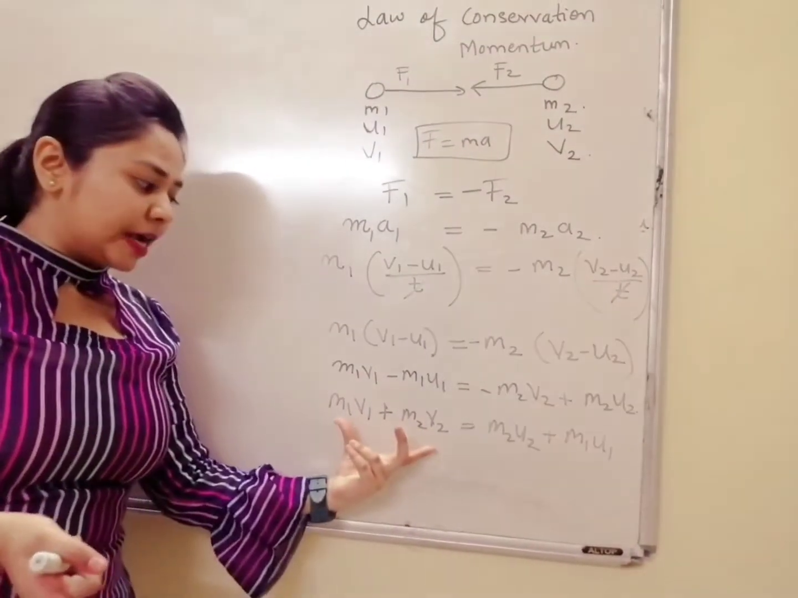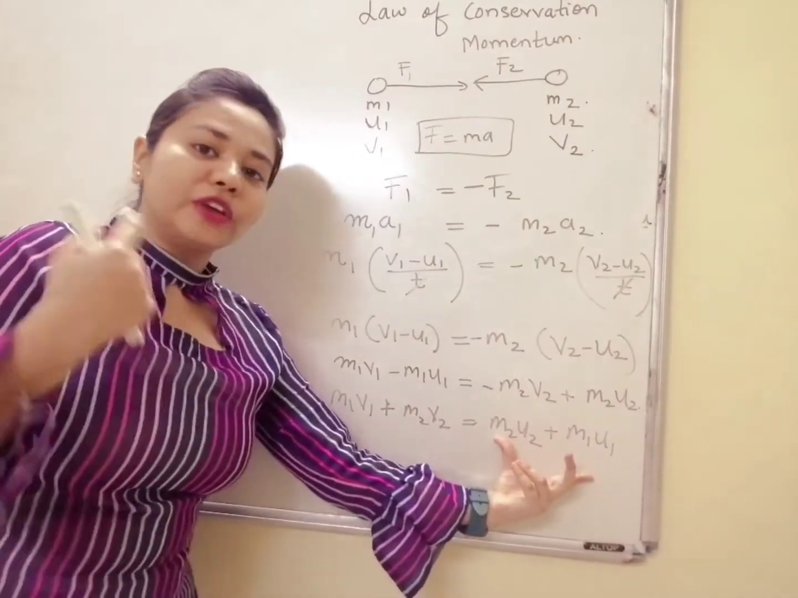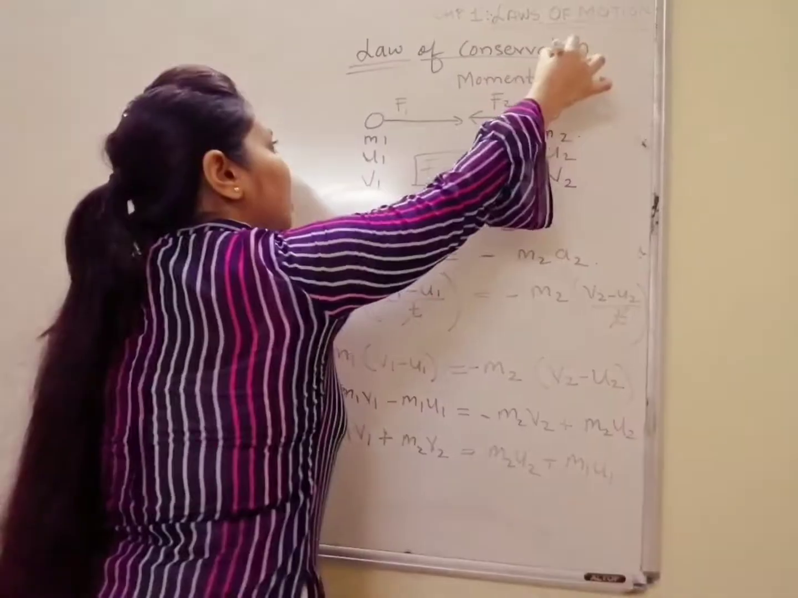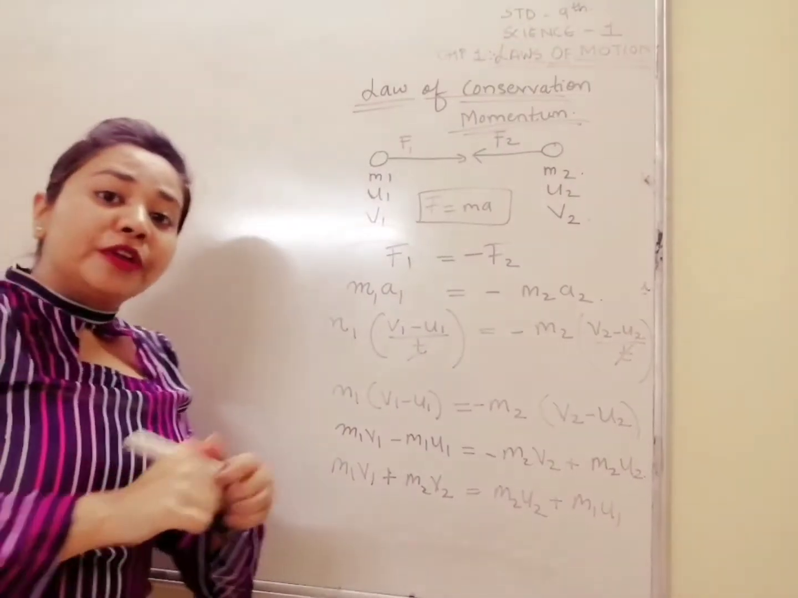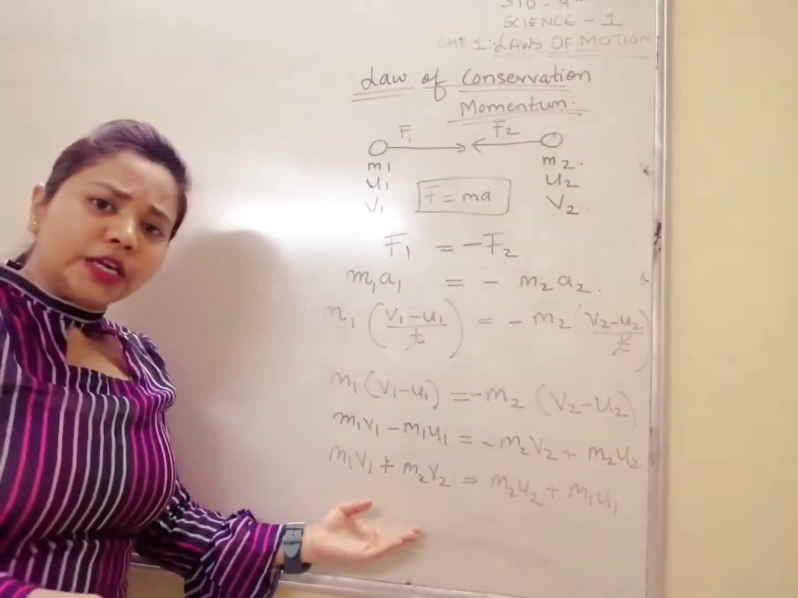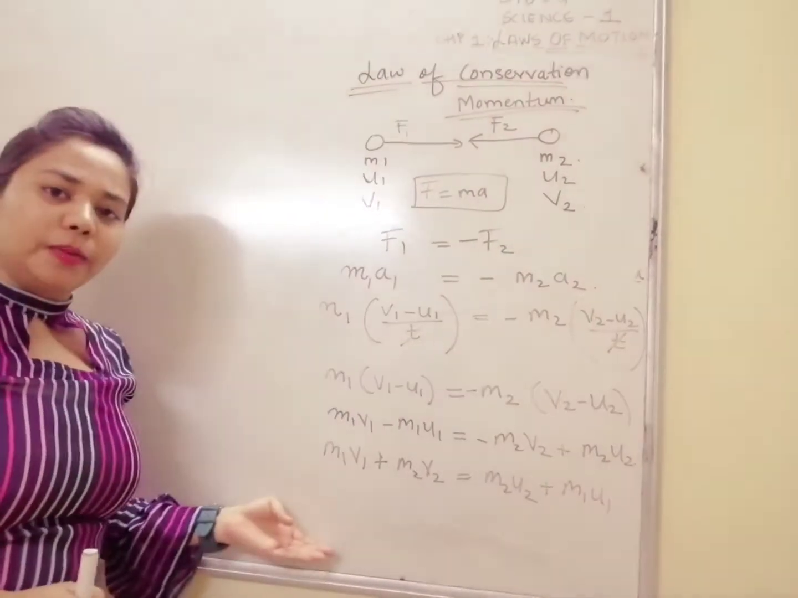See, sum of final momentum is equal to sum of initial momentum, and this verifies the law of conservation of momentum. Okay, so momentum everywhere in the universe is going to remain constant because final momentum is equal to the initial momentum, and which we have derived up till now.